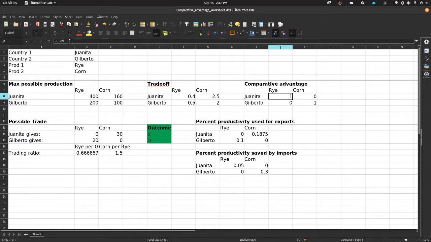And then we've got our comparative advantage here. It's a relatively simple thing. We're just asking, is this cost lower than this cost? If that's the case, let's put a 1 in here. And we've set this up so that we're lining up comparative advantage for rye for Juanita. And the basic nature of fractions is such that if Juanita has comparative advantage in rye, Gilberto must have comparative advantage in corn. There is simply no way around it. The only way that we get rid of that comparative advantage is if they both have the same trade-offs, then no one has comparative advantage.